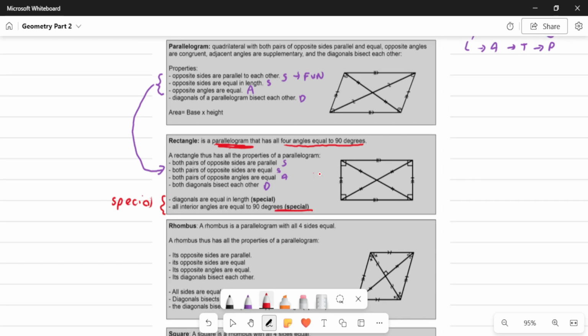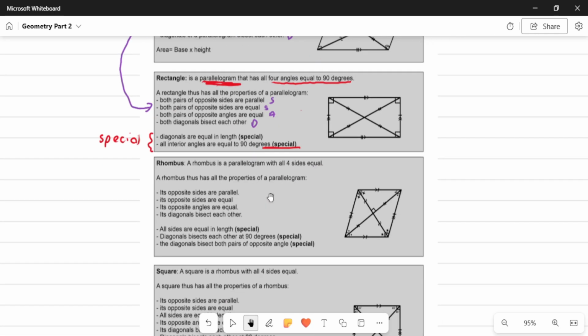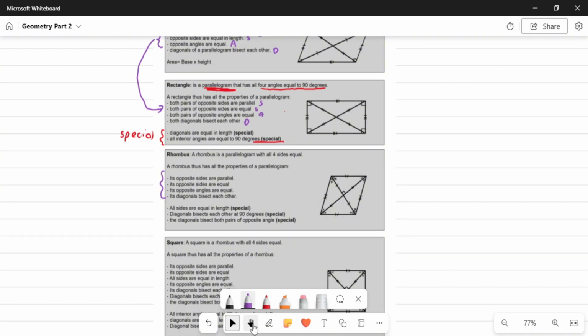Right, let's move on to the next part, the rhombus. A rhombus is a parallelogram with all 4 sides equal. So if it is a parallelogram, what can we conclude about the first part of the properties? It takes on all of the properties of the parallelogram.